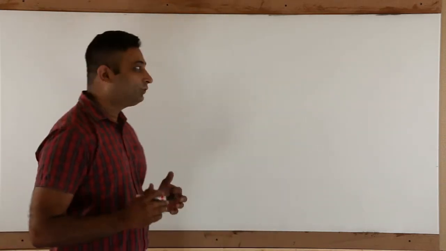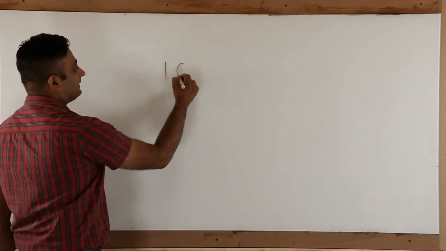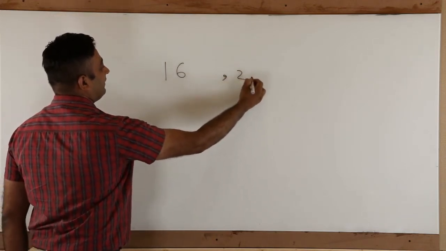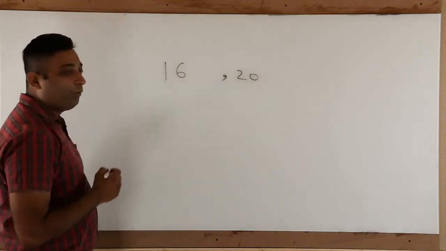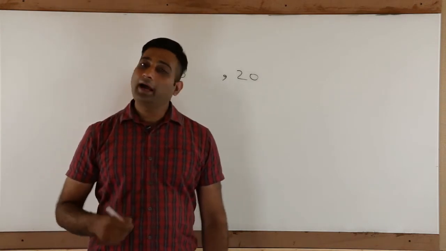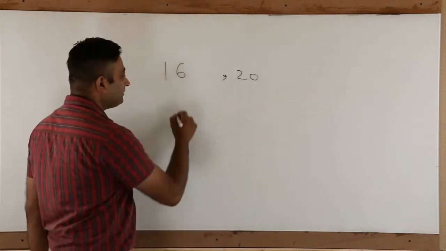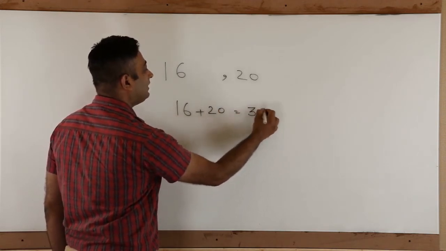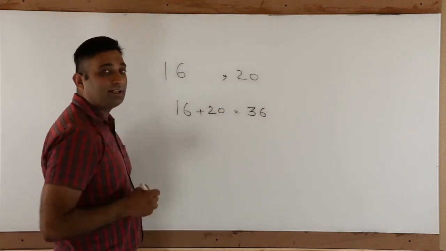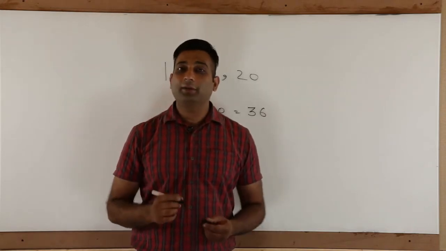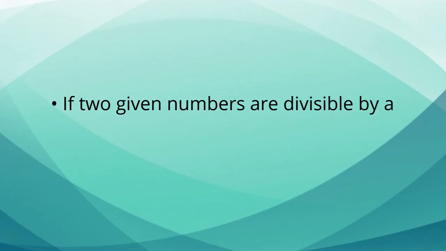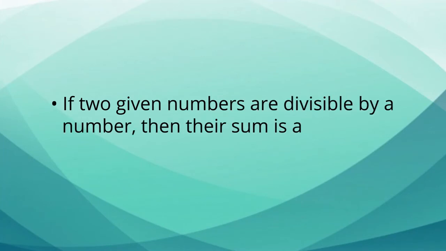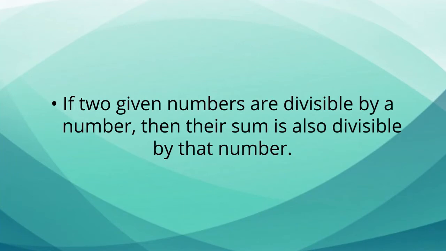Now let us consider two more numbers, 16 and 20. We can see that both the numbers are divisible by 4. Now let us find their sum. 16 plus 20 is equal to 36. This number 36 is also divisible by 4. Hence, if two given numbers are divisible by a number, then their sum is also divisible by that number.